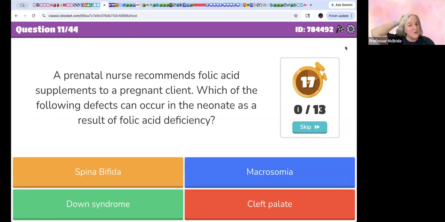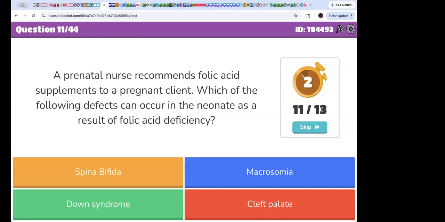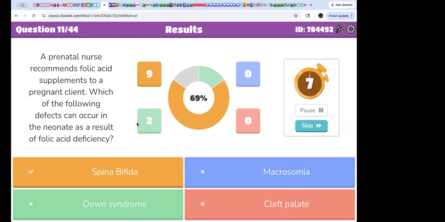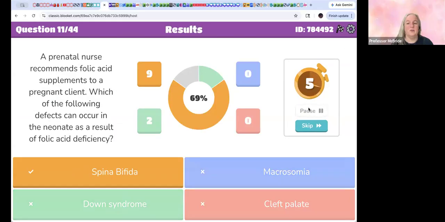A prenatal nurse recommends folic acid supplements to a pregnant client. Which of the following defects can occur in the neonate as a result of folic acid deficiency? Good. Spina bifida is the neural tube defect. It's one of them.